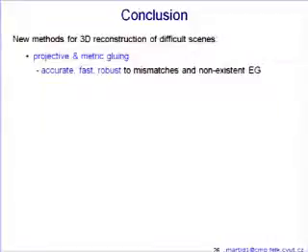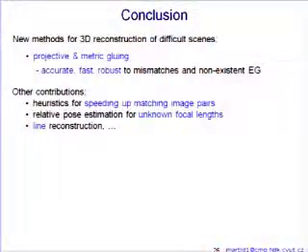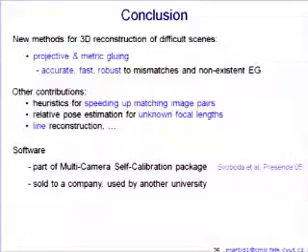So I've shown some techniques on projective and metric gluing, which we developed, which are quite accurate, relatively fast and robust. Of course, I had to write all the software, or some of the software was from others. But for example, I found some heuristics for speeding up matching image pairs. I made some work on relative pose estimation when the focal lengths are entirely unknown. I worked also on line reconstruction. The software is part of a multi-camera self-calibration package, which is widely used in the world. I wonder that people still use it, because my technique in that package is 6 years old, and there was never a need to replace it by newer, more robust techniques.